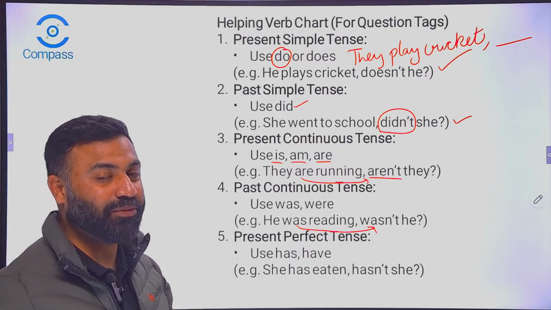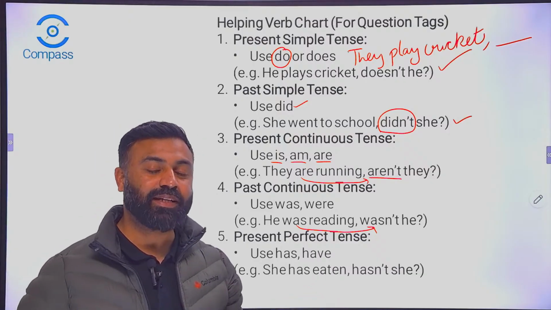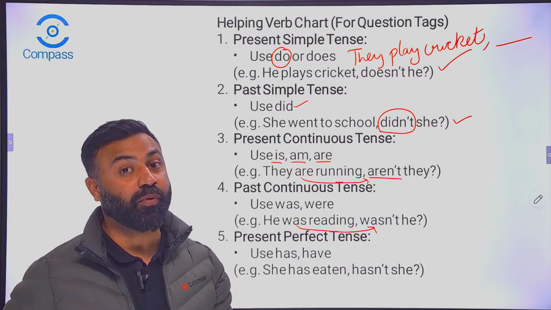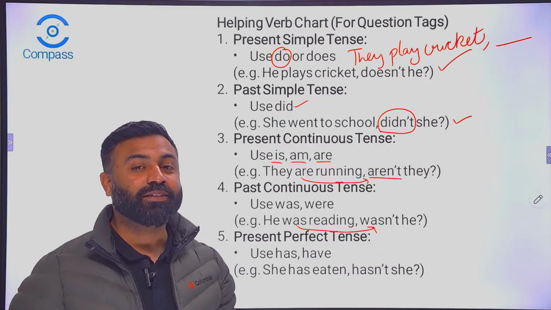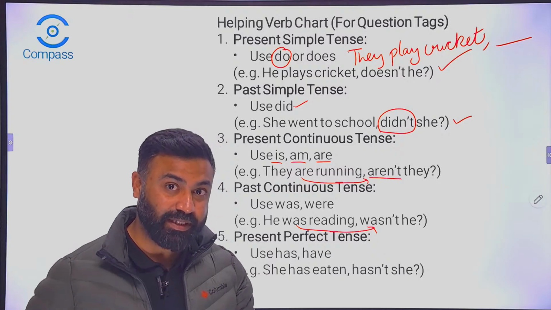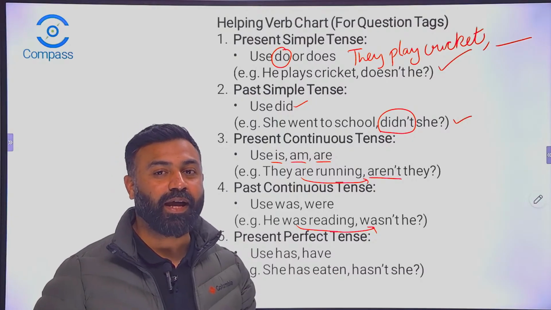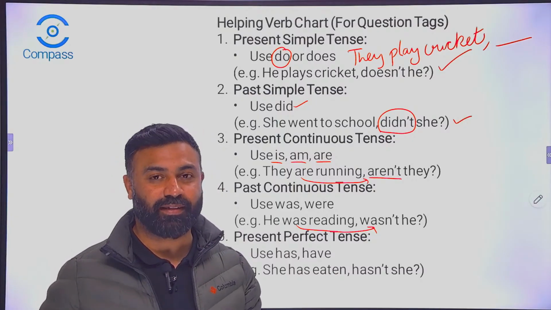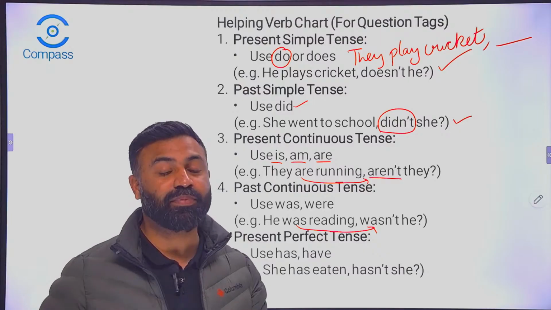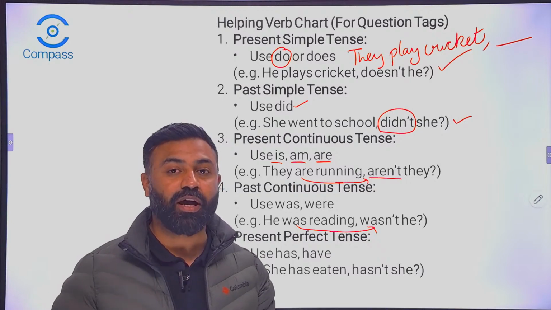So I'll repeat my question once again, just in case you have forgotten. She has eaten, V3, but I said I have a beautiful house. It does not have a V3. So what kind of question tag do I need to provide, and what is the tense? The tense is simple present tense. I have a beautiful house. That is simple present tense. I need to provide don't I. That will be the question tag. I have a beautiful house, don't I? I will not write down haven't I, because it is not present perfect. Had it been present perfect, then I would have provided haven't I.